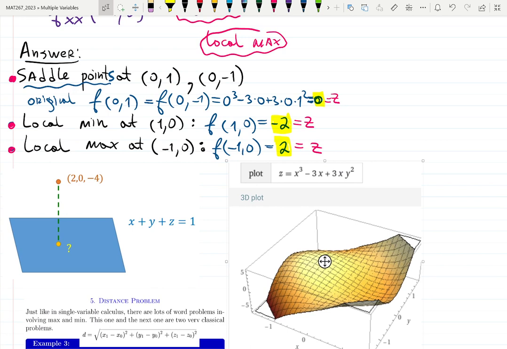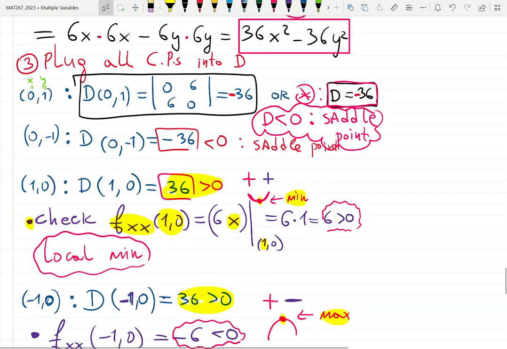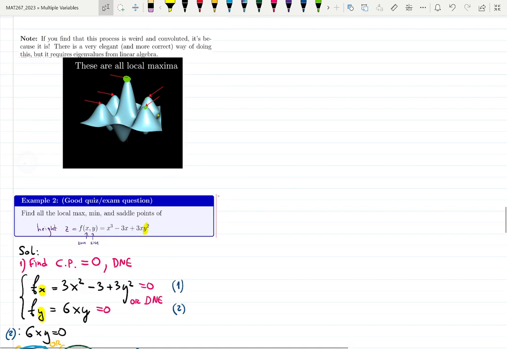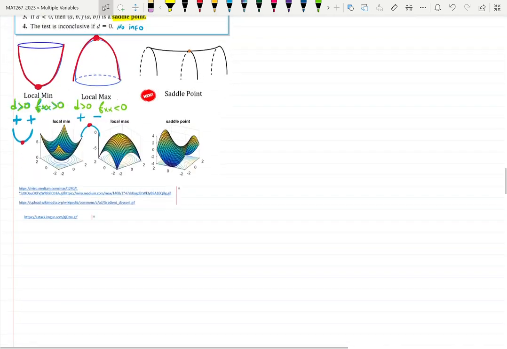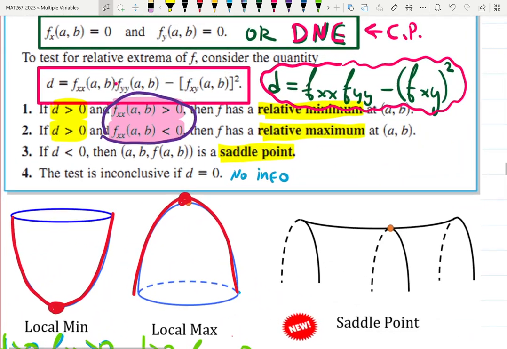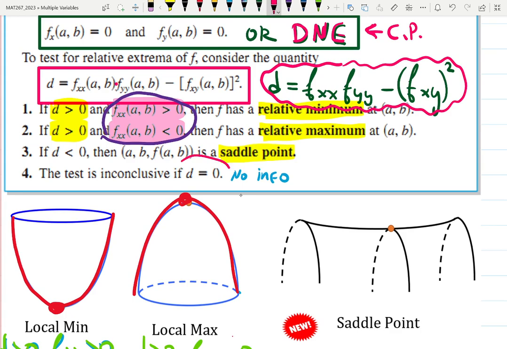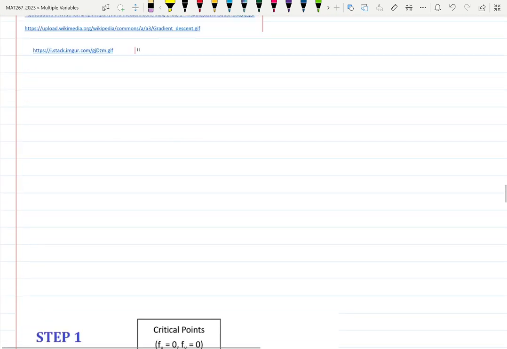Yes? Is it possible for fxx to ever be 0? If fxx is 0, usually D is 0. So when D is 0, we cannot use this test anymore. It was here. We don't give you those examples because, of course, we want to check that you know how to use D. So we usually don't give you D equals 0. But if it is, then we don't proceed after that. You have to use another method, maybe a numerical one.